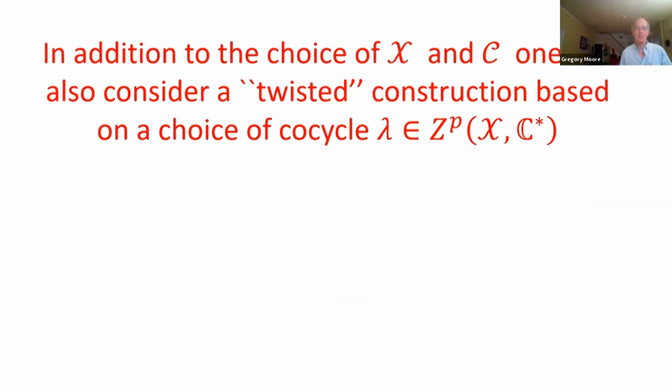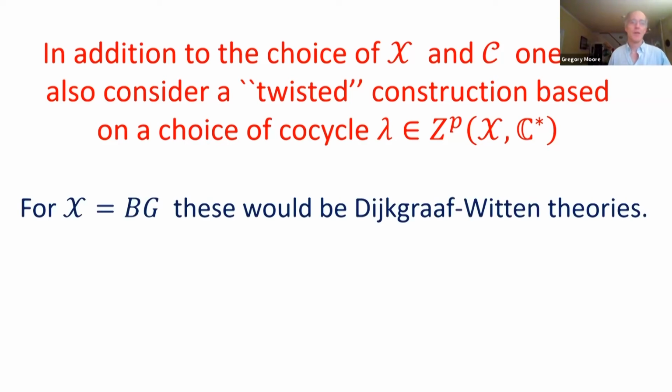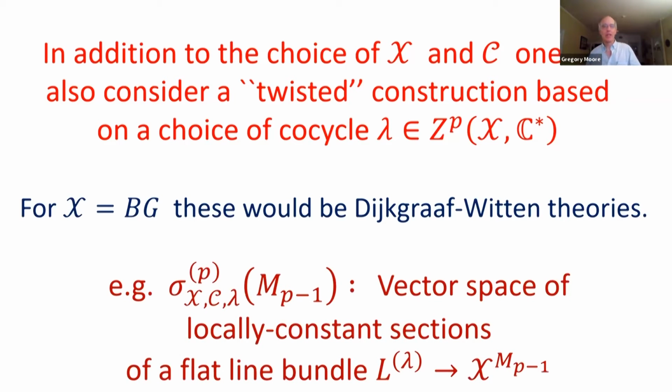Now, there's a piece of data in finite homotopy theories that I've been suppressing until now, which is that in addition to the choice of X and codomain C, we can also consider a twisted construction where we make a choice of a cocycle, a P cocycle, on X with values in C star. So if X is BG and we're doing G gauge theory, these would be Dijkgraaf-Witten theories. So really, the full set of data that defines a finite homotopy theory is a set X, C, and lambda.